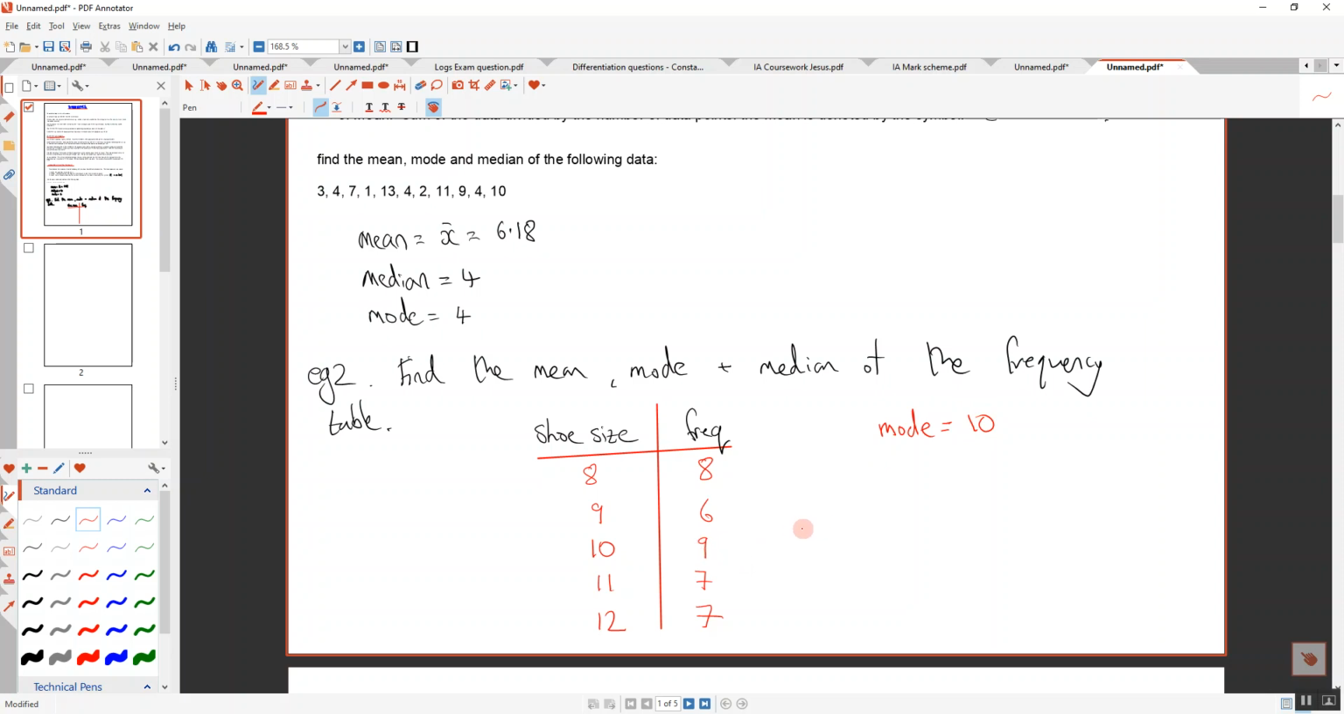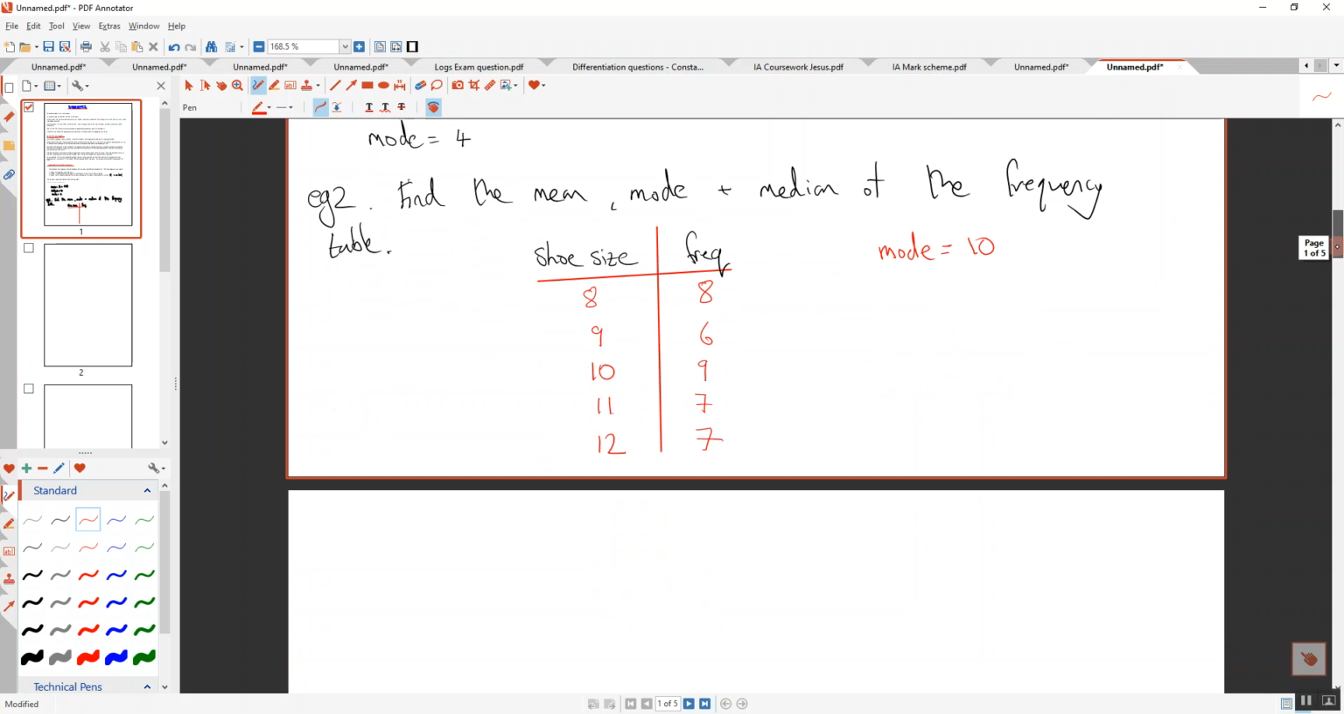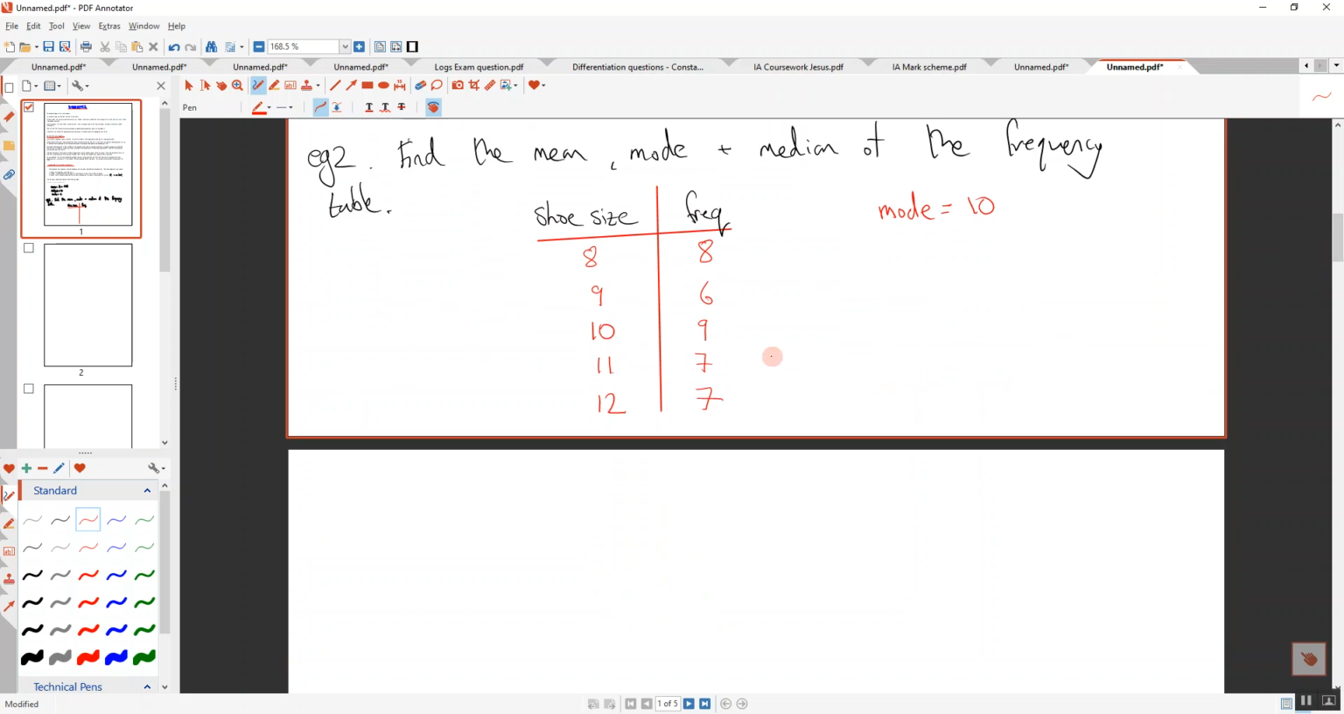If I wanted to work out the mean of this without a calculator, how would you do it? You would do 8 times 8, plus 9 times 6. Good. Does that all make sense? And then you divide by what? All the frequencies added up. Okay, excellent. If you wanted to work out the median, how would you do it?